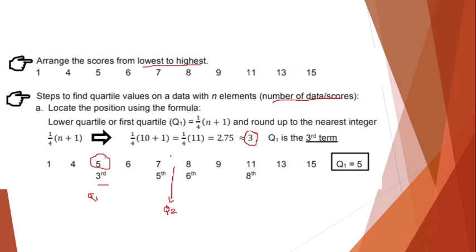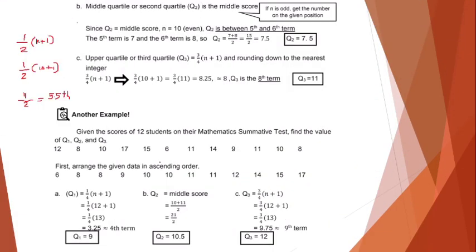Of course, 7.5. Sabi nga doon sa given kanina, di ba? Yung inyong, para ma-determine ninyo. Okay. Upper quartile, so quartile 3, so 3/4. Okay, 3/4. And rounding down to the nearest integer, such as the nearest one.